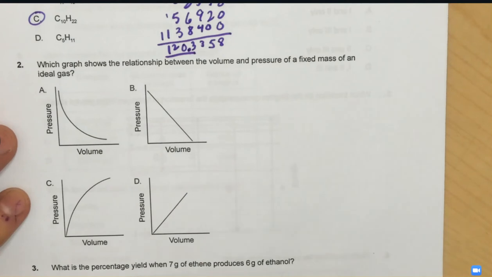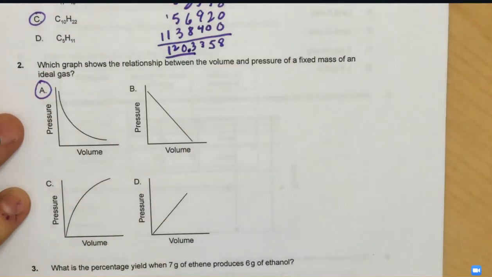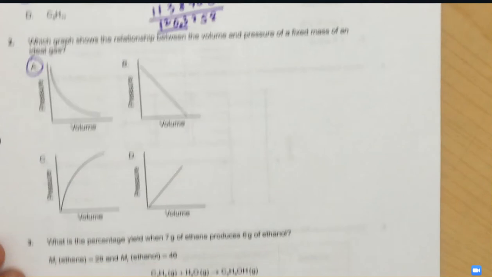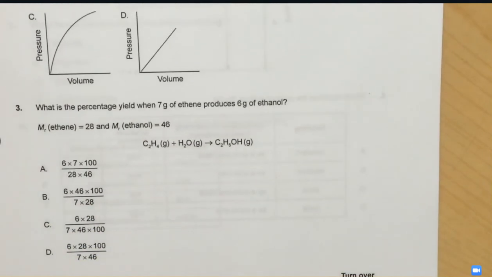Which graph shows the relationship between the volume and pressure of an ideal gas? That is an inversely proportional relationship. And choice A is what shows us the graph for an inversely proportional relationship.